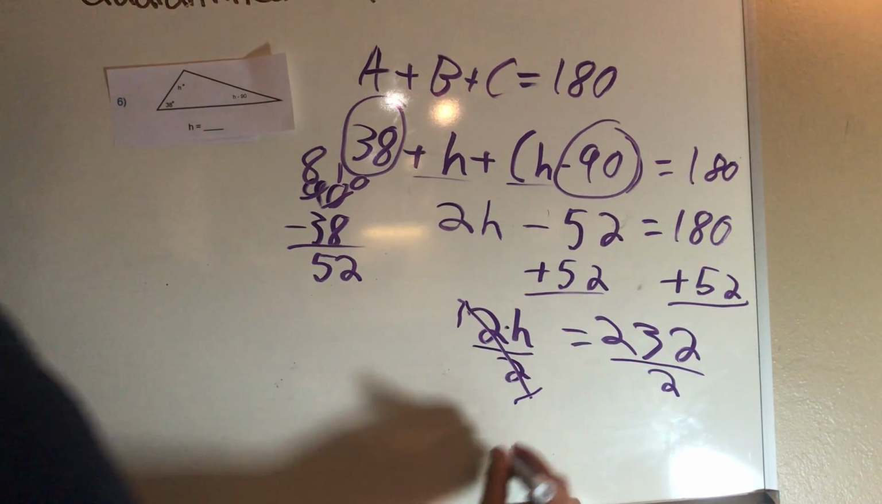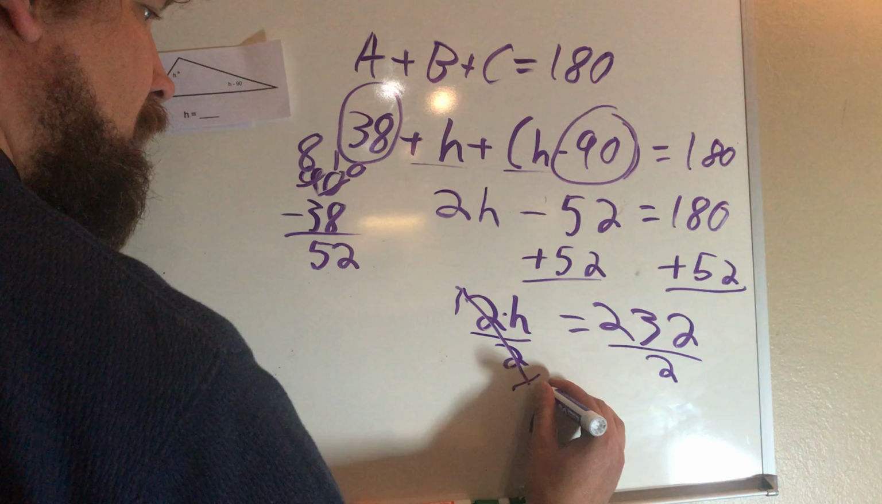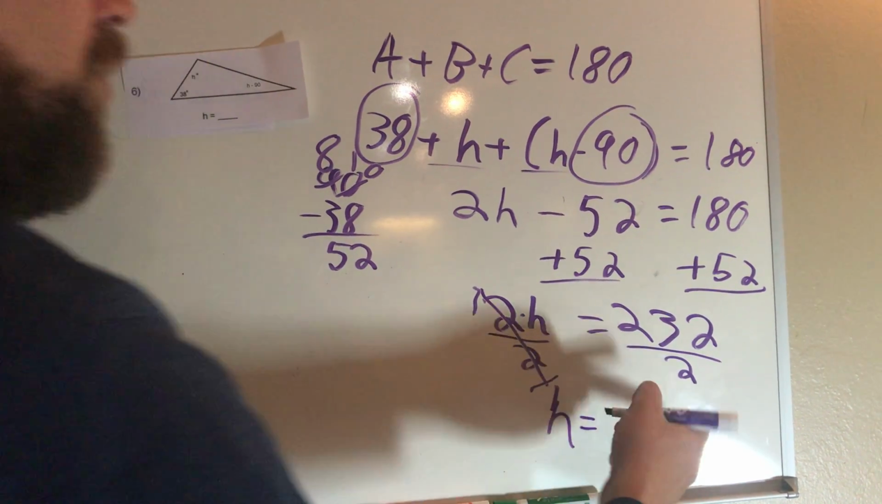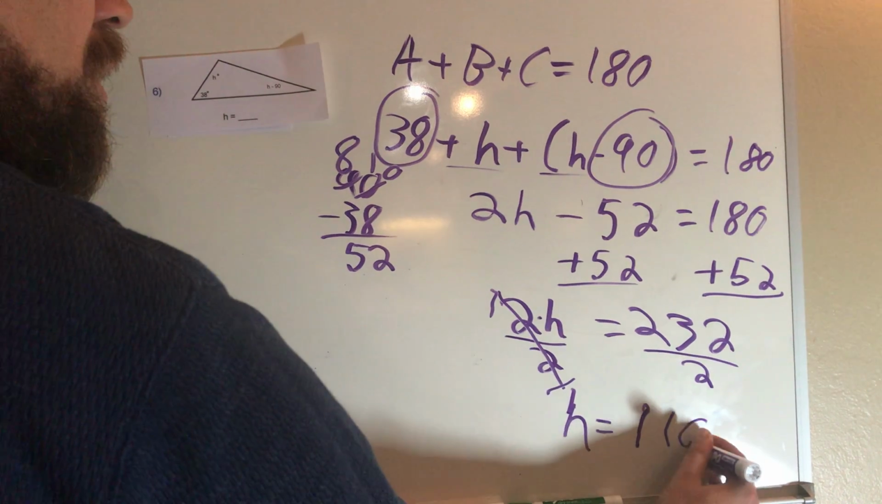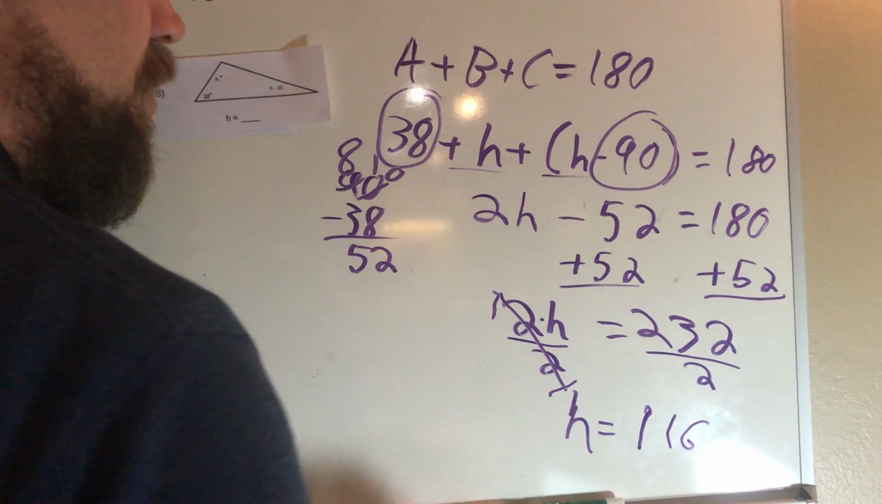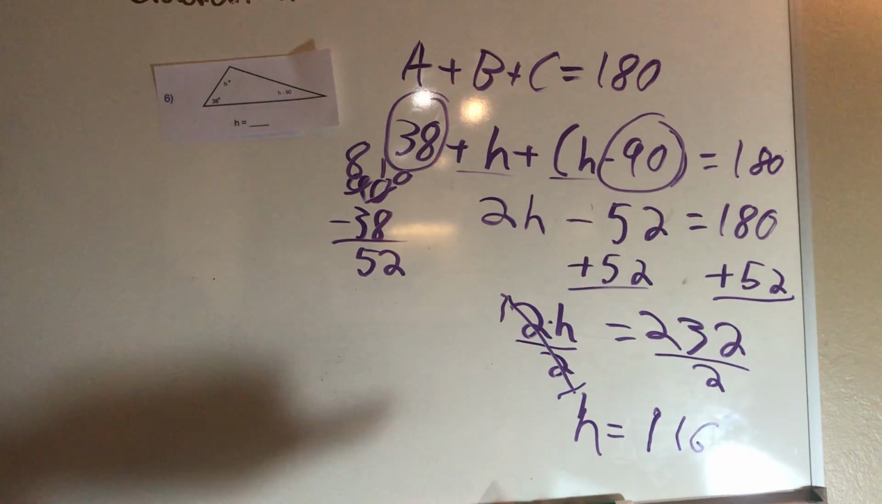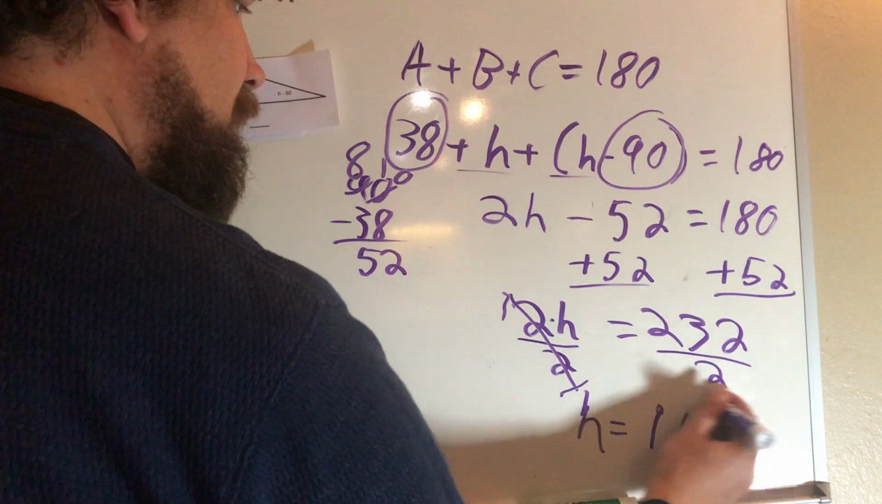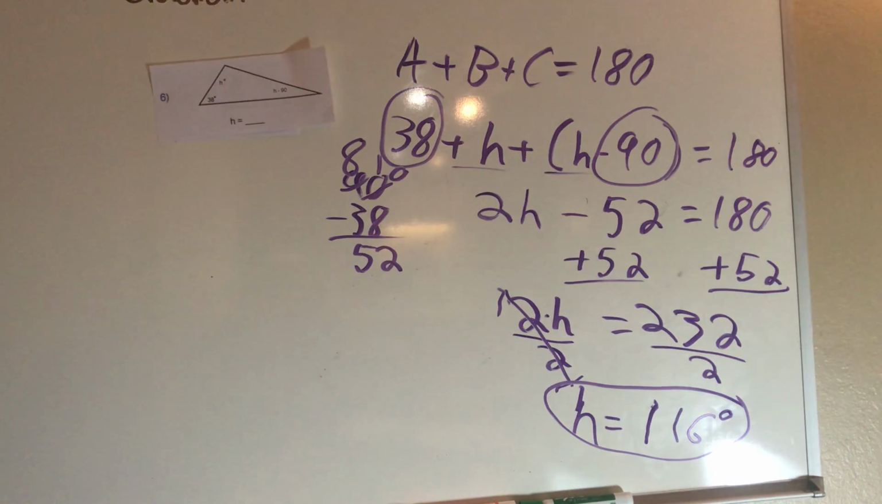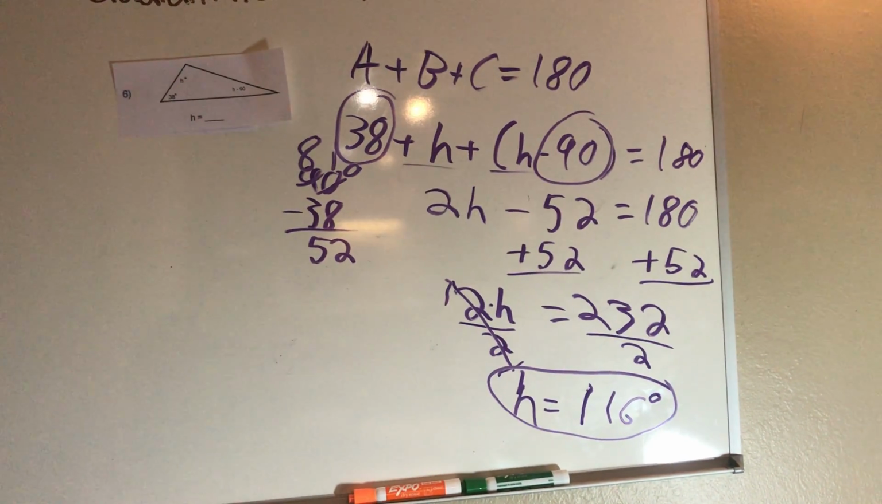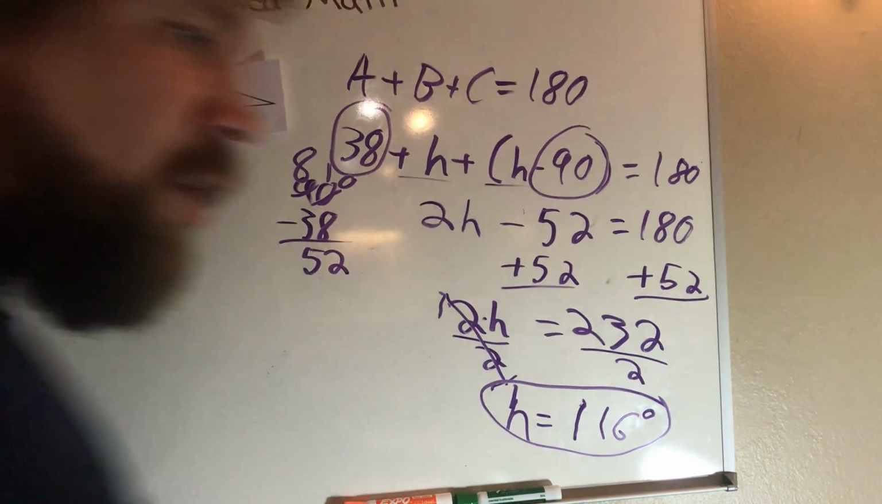A little phrase we haven't heard in a little while maybe. H equals, how many times does that go in there? I'll give you a little shortcut. 200 divided by 2 is 100. 32 split in half is 16. So 116 degrees. Almost done.